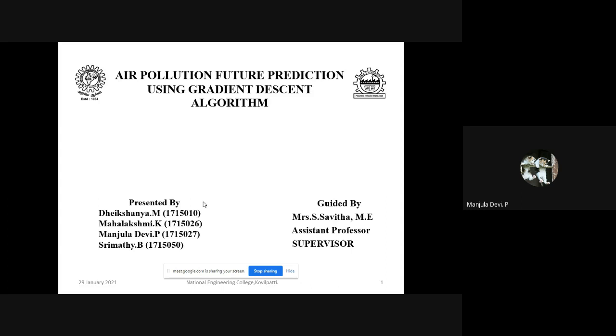A very good afternoon to one and all gathered here. Our topic is air pollution future prediction using gradient descent algorithm. Our team members are Dikshanya, Mahalakshmi, myself, and Srimati, guided by Mrs. S. Savita, Assistant Professor of IT Department, National Engineering College, Kovilpatti.